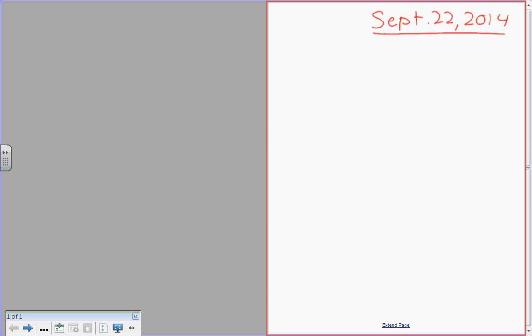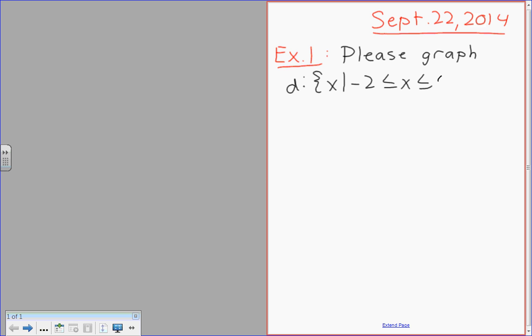The questions I was asked to go through today were some domain and range questions. So example one is going to say, please graph: domain is x such that negative 2 is less than or equal to x is less than or equal to 4, and range is y such that negative 3 is less than or equal to y is less than or equal to 1.